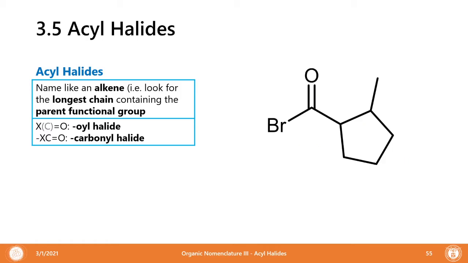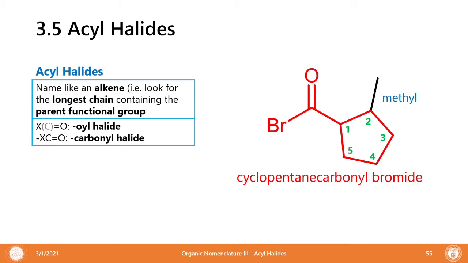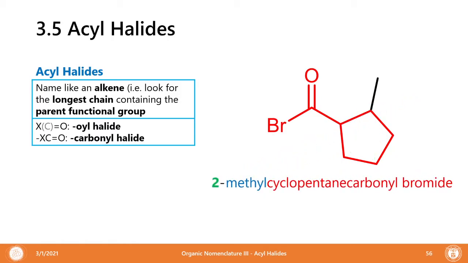In the same manner like aldehydes, if we have a cyclic parent chain, we use the suffix carbonyl halide. In this case we have a carbonyl bromide attached to the parent chain cyclopentane. So we have cyclopentane carbonyl bromide. Having a methyl group at the ring, when we do locant numbering, we set number 1 at the alpha carbon, and then number 2 for our substituent. Okay, assembling the name, we get 2-methyl cyclopentane carbonyl bromide.